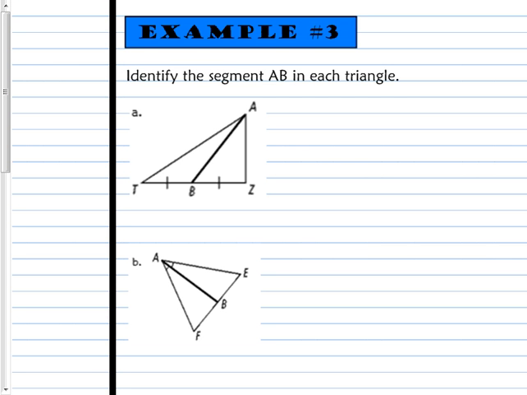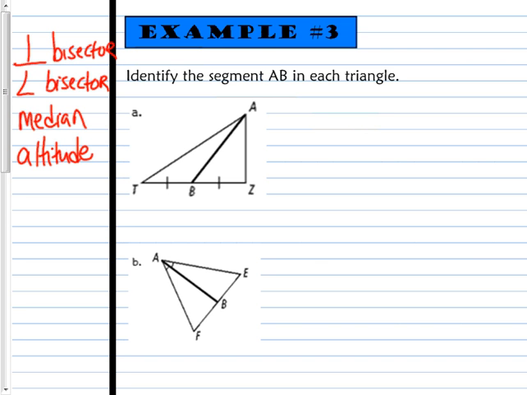Okay. Example 3, we are going to identify the segments A, B in each triangle. So your options are, which we've been learning, the perpendicular bisector, the angle bisector, the median, or the altitude. These are the 4 different types of lines inside of triangles that we've talked about so far. 2 last lesson and 2 this lesson.